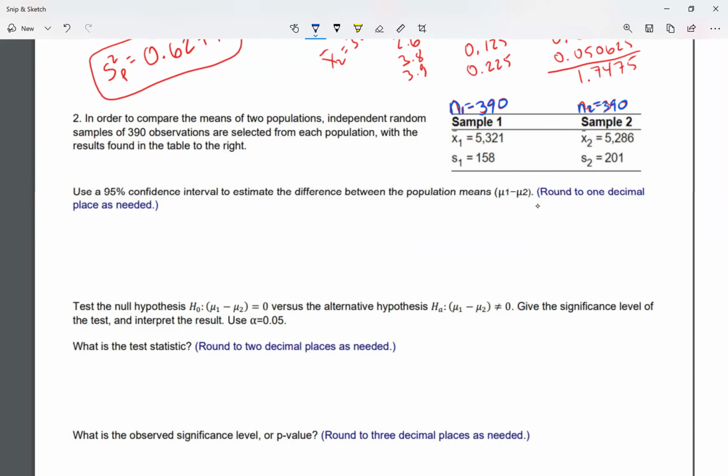95% confidence interval. Remember I told you, we're still using the C-score table. Using the C-score table, I know that my C-score of 95% is 1.96. Remember that, okay? So we're gonna use our C-score. So use a 95% confidence interval to estimate the difference between the population means. Mean of sample 1 minus the mean of sample 2. Round to 1 decimal place as needed.